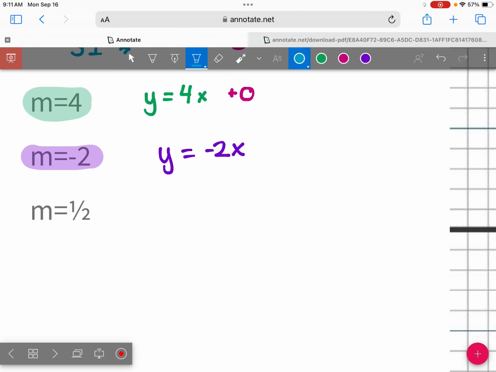And our last one up here. What's my equation for this one? Y equals 1/2 x plus 0. You don't have to put the plus 0, but if that helps you, absolutely put it there. Totally fine. How do I move with that slope?